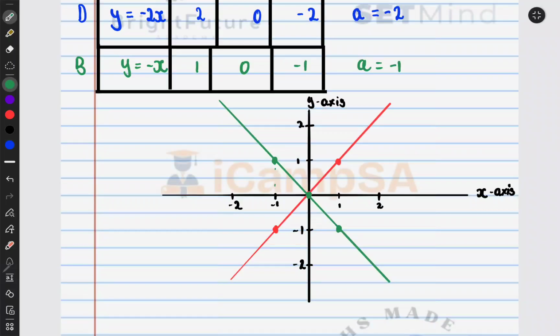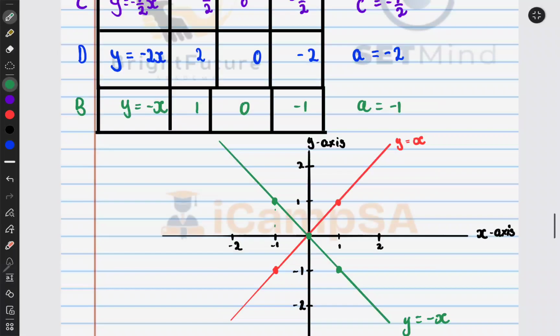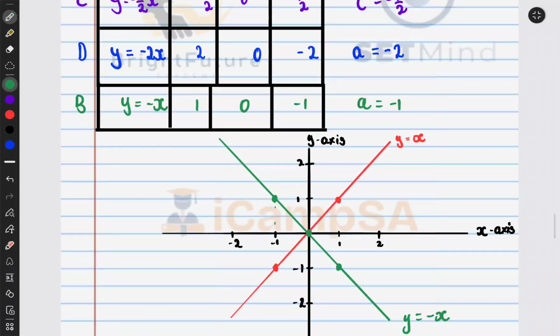As you can see here, what happened is the mother graph, the function y is equal to x, has now been flipped, or reflected, about the x-axis. So that new function is the one for y is equal to negative x. And from here basically you get the point.